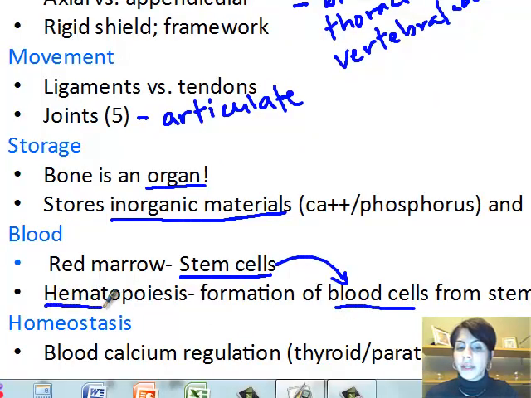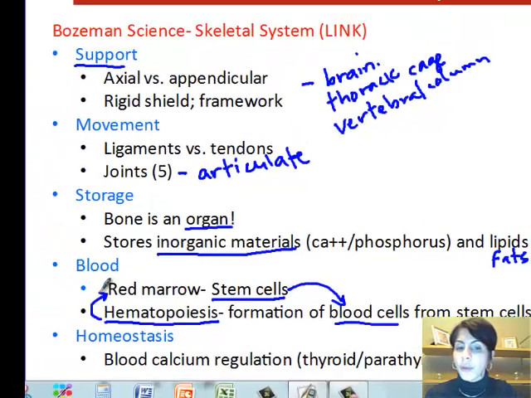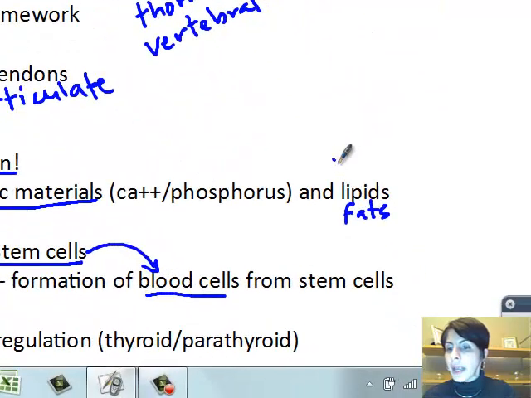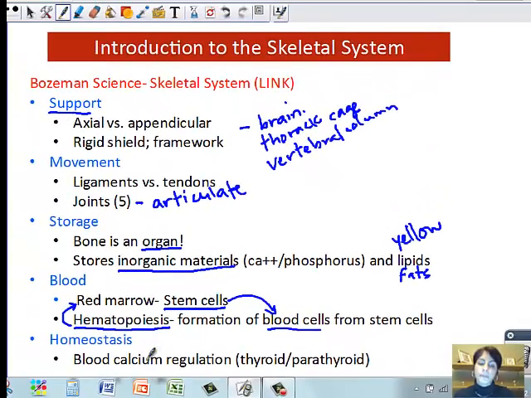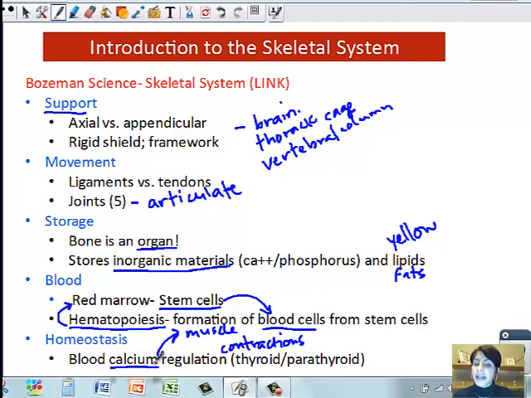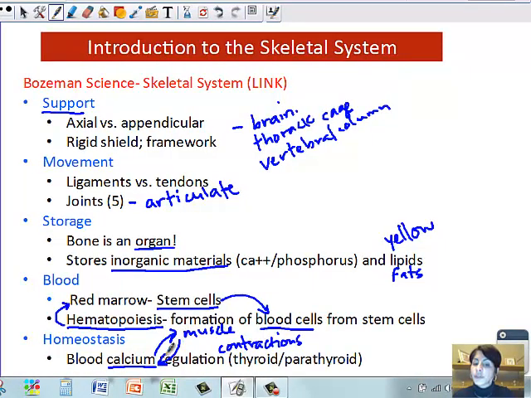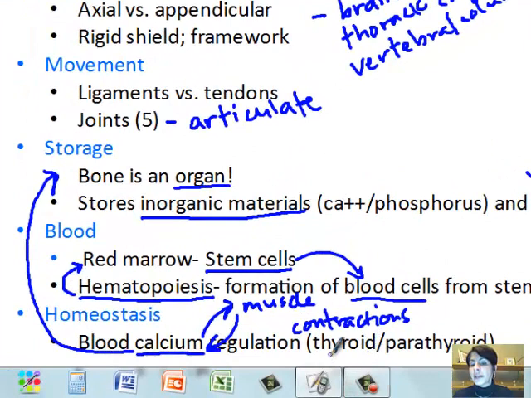This formation of blood is called hematopoiesis, and it takes place specifically in the red marrow of your bone. There's also a yellow marrow, which you may not be familiar with, but we'll talk about that a little later in long bones. Bones are also responsible for regulating calcium in your body. Calcium can either leach out of bones, for example, to help out with muscle contractions. Excess calcium can also be deposited into bones. And again, that means that bone is acting as a storage site for these inorganic materials. This is regulated by 2 glands, the thyroid and the parathyroid.